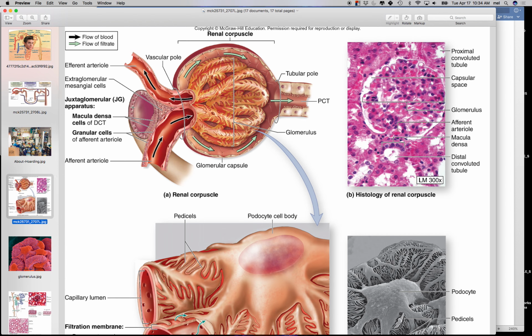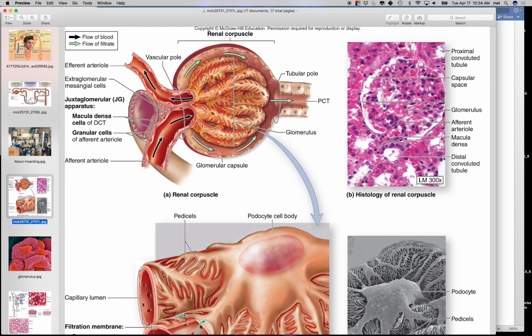Why could that possibly make sense? Juxtaglomerular. What does that mean? Next to the glomerulus. Yes? So the juxtaglomerular apparatus. Okay, I'm going to tell you that it does two things. It's going to monitor and respond to changes in blood pressure, and it's going to monitor and respond to changes in the solute concentration of the urine, okay?